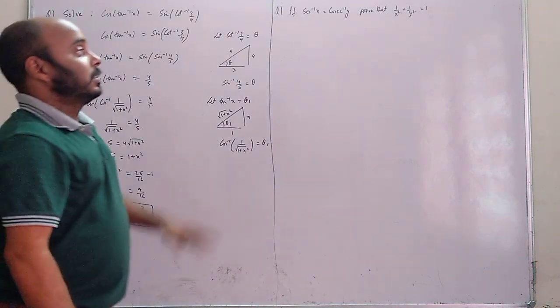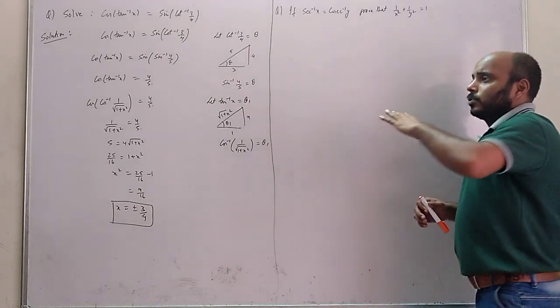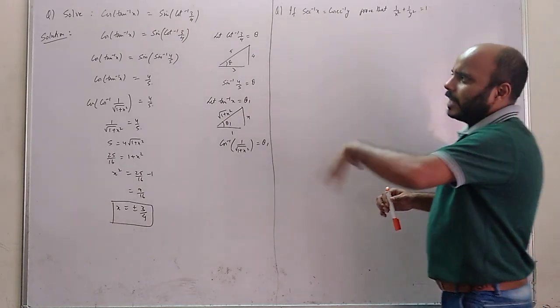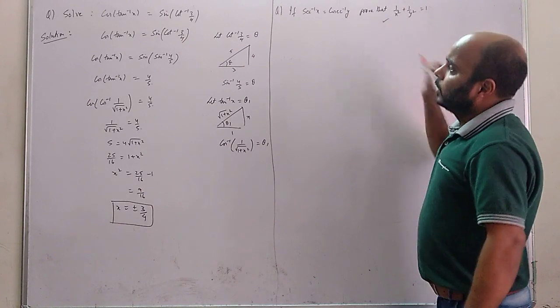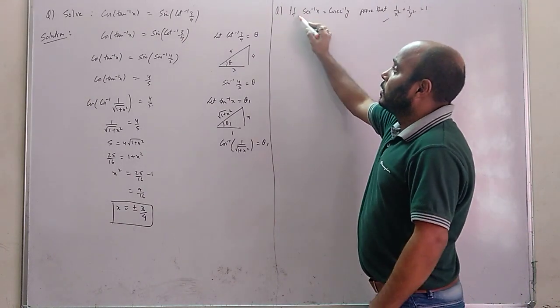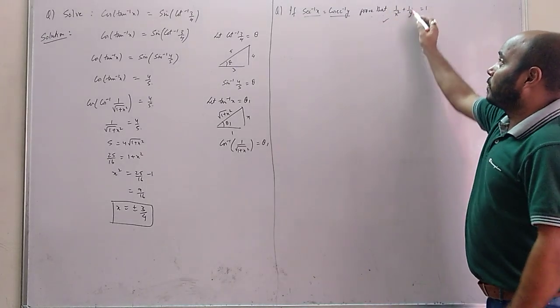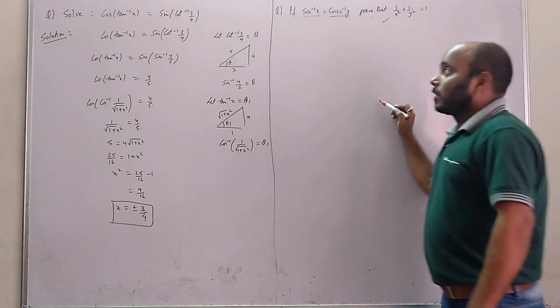Now this question I want you to do as homework, in your notebook. When you are writing this, you do it on your own. I am just giving you a hint. This is a different type of problem. If sec inverse x equals cosec inverse y, prove that 1 by x square plus 1 by y square equals 1. How to do it?